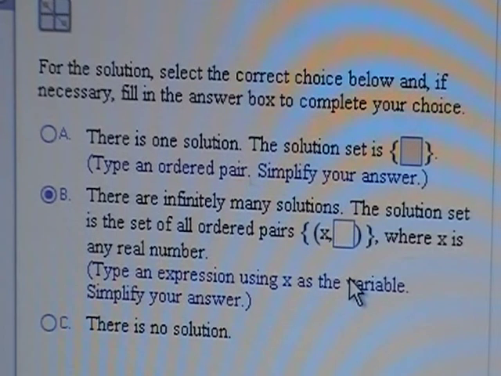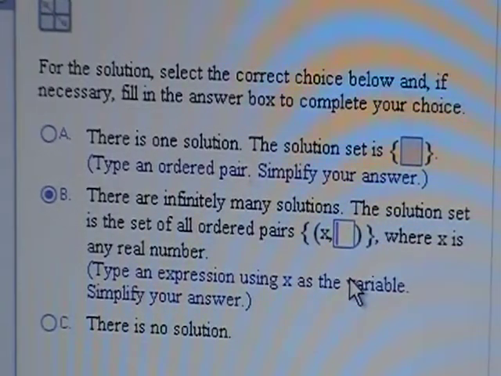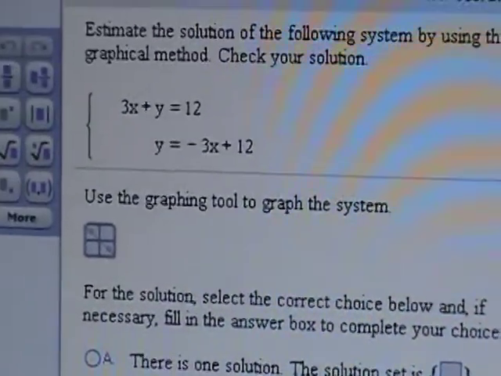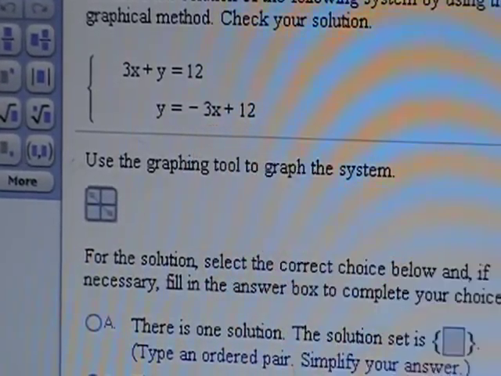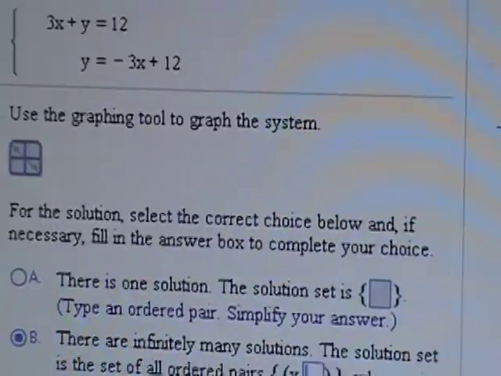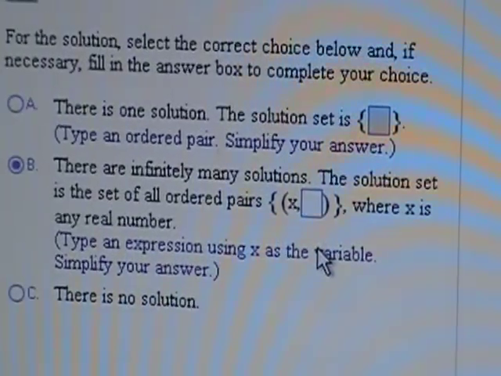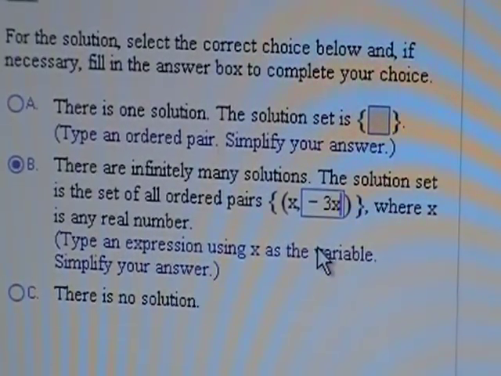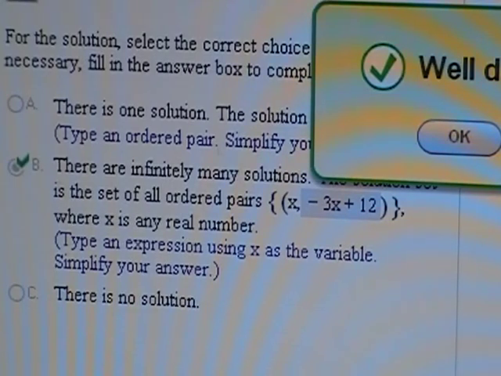And this is actually a pretty simple solution here. What you're going to do is fill in an equation for y. And if you want that equation for y, it's right here. Negative 3x plus 12. That is what y will equal if you plug in an x value. It will equal negative 3x plus 12. So we're going to put that right where that blinking cursor is. So we're going to type negative 3x plus 12. And click check answer. And it says, well done.